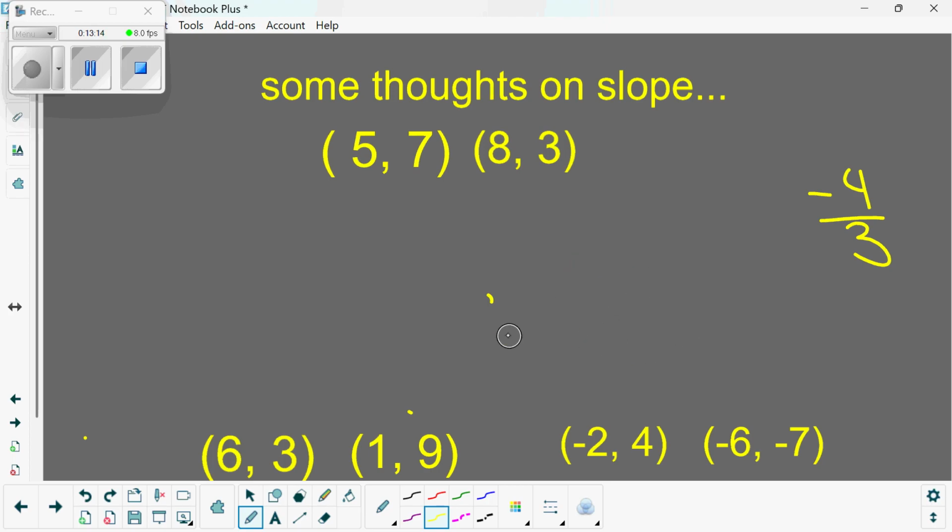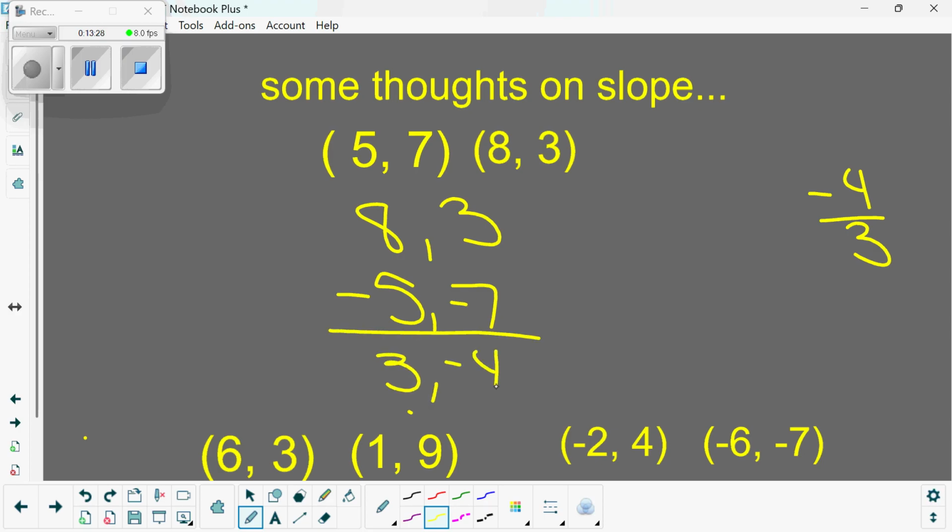I love this so much. My life is so good. 8 and 3, 5 and 7. Look, I never mess up because I don't have to think about a formula. Minus and minus. 3, -4, slide them underneath. Done. Done. D-O-N-E.